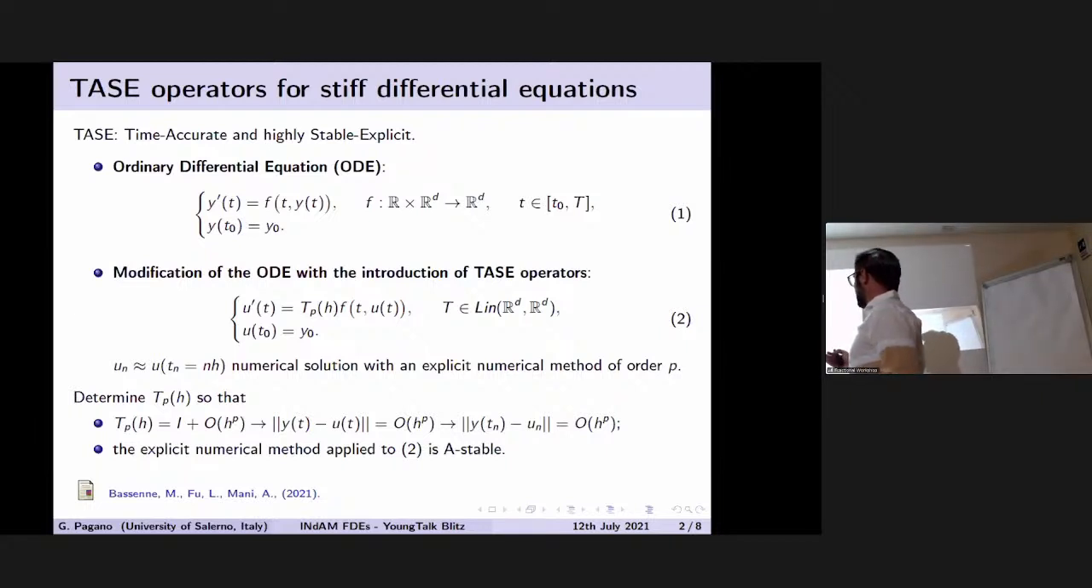By using the Taylor operator, we slightly modify problem number 1, obtaining this ordinary differential equation. We multiply this operator, which is a linear function, by the function f. As I said, this operator can help us improve the stability properties of the explicit method we use to solve problem number 1. But for a matter of consistency, we want the solution of problem number 1. Therefore, we have to use a Taylor operator of order p if we want to preserve the order of convergence of our explicit method.